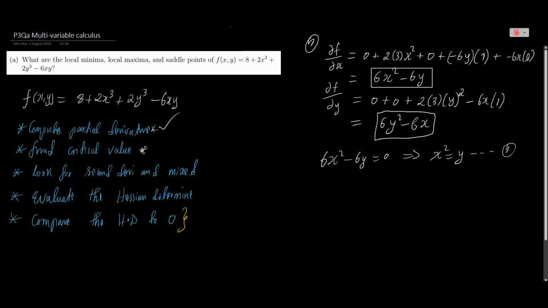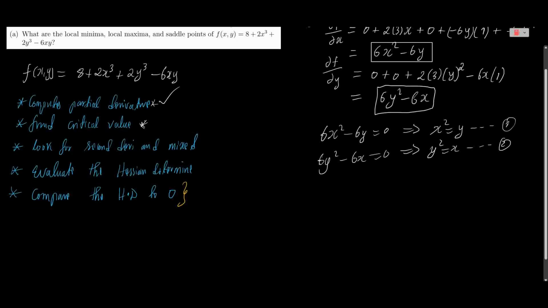The second partial derivative, 6y squared minus 6x is equal to 0, which implies that y squared is equal to x. That's going to be our second equation. So we solve these two simultaneously. We can simply substitute equation 1 in equation 2.